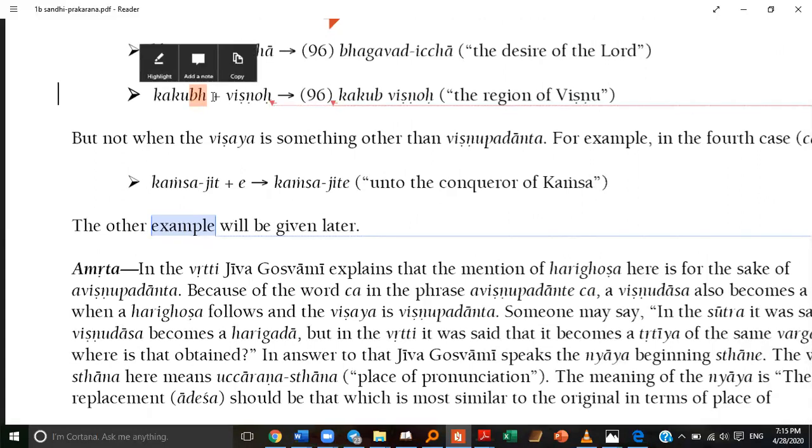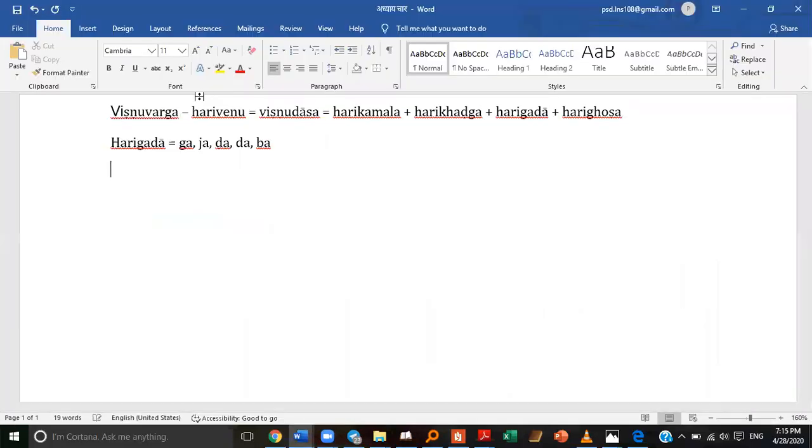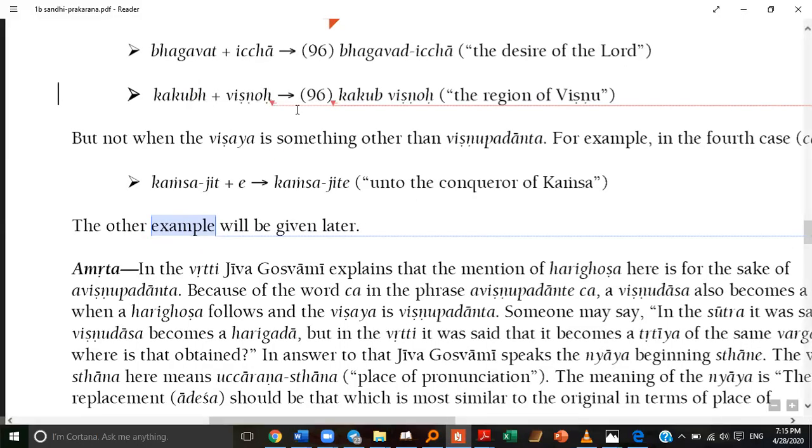In other words, we are only taking the last word. Yes, but here we are taking the combination. If you write it in Devanagari, it will be like this. So where are the two words? It's only one word, it's a way of writing in Roman. So it becomes Kakub Vishnu.